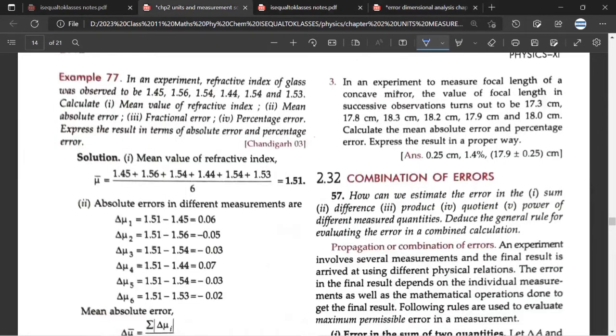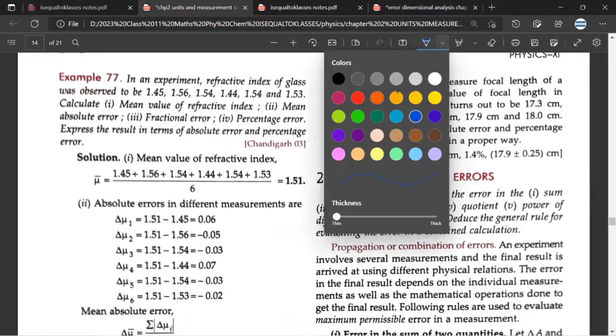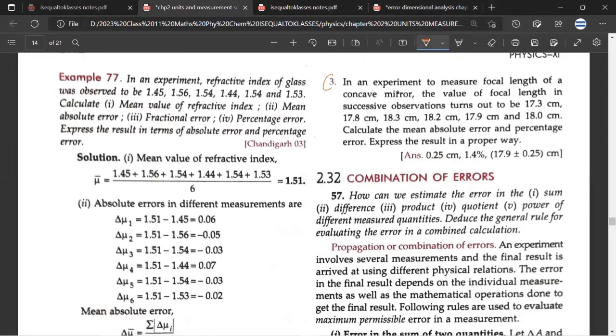Okay. So let us assume that you are in your physics practical and you are doing some experiment like this. In an experiment to measure focal length of a concave mirror, the value of focal length in successive observations turn out to be 17.3, 17.8, 18.3, 18.2, 17.9, 18.9. So you and your group mates are doing an experiment for measuring the focal length in the physics laboratory. So these are the measurements that you have: 1, 2, 3, 4, 6 observations that you have. So your teacher asks you what is the mean absolute error and what is the percentage error, express the result in a proper way.